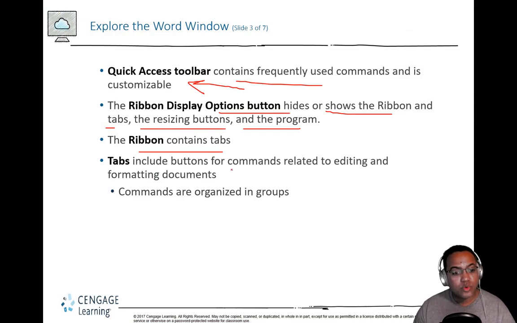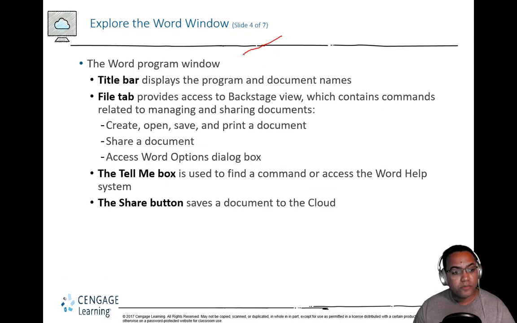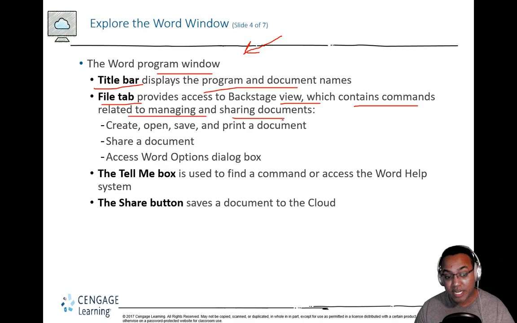Tabs include buttons for commands related to editing and formatting documents. Commands are organized into groups. The Word program window contains a title bar that displays the program and document names. It contains a File tab that provides access to Backstage View, which contains commands related to managing and sharing documents.